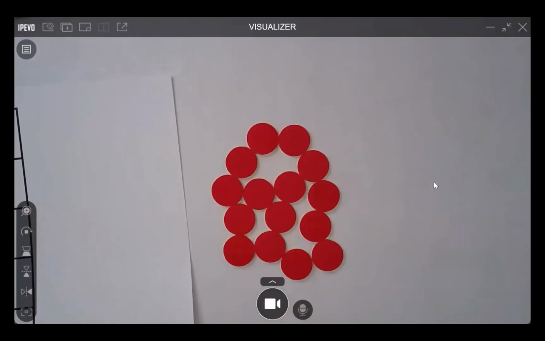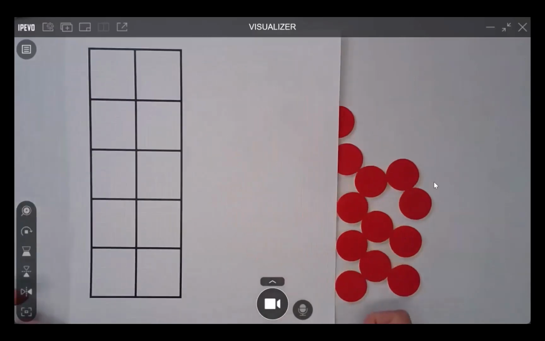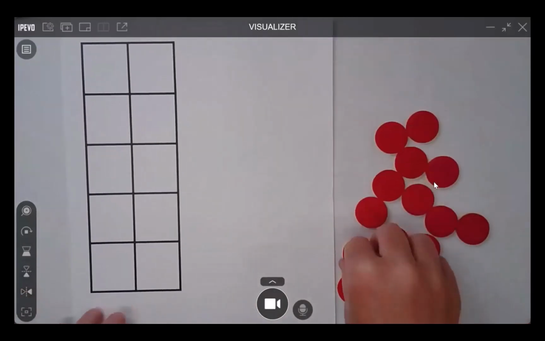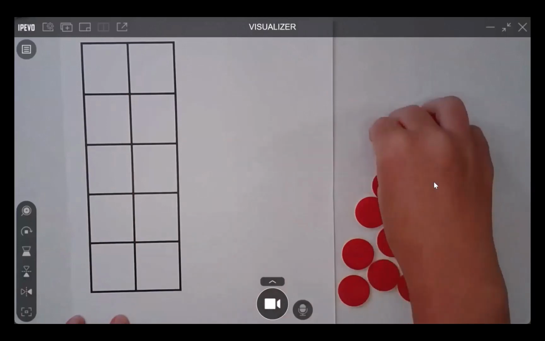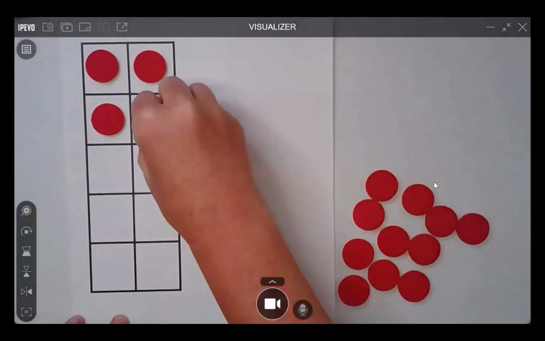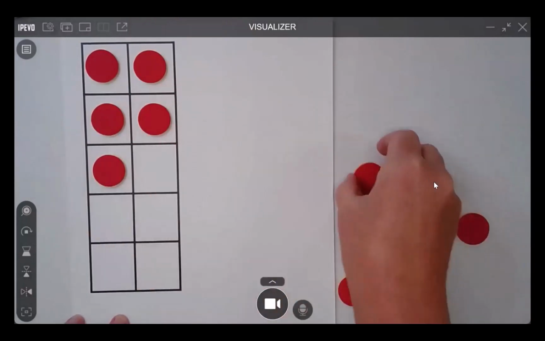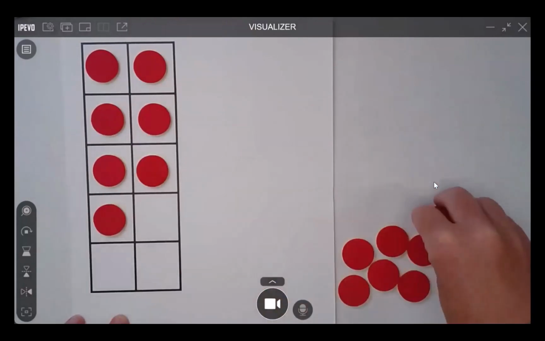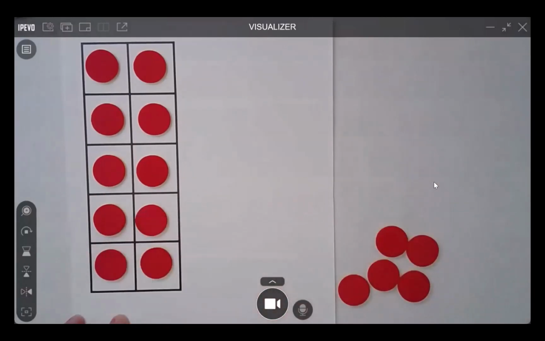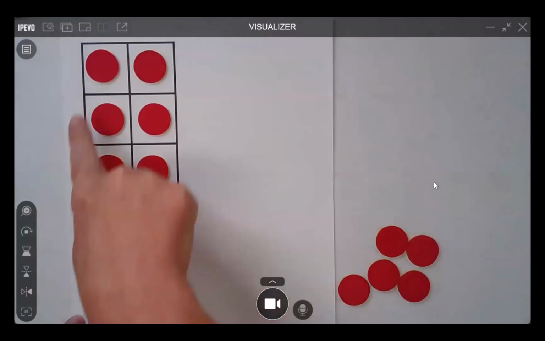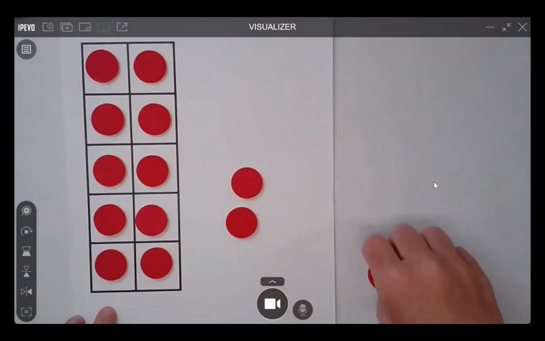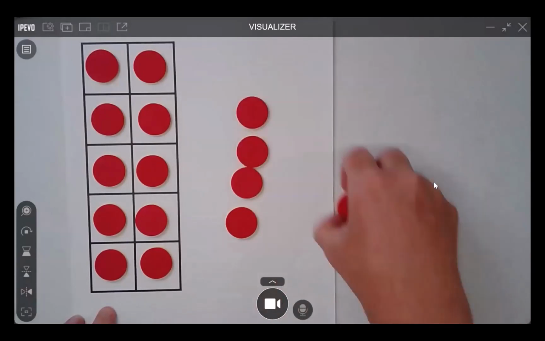I'm going to use my 10 frame to help me make a bundle of 10. So I'm going to fill in my 10 frame. I know a 10 frame would be 10. So let's see, can I fill in a 10 frame? So I was able to bundle a group of 10 ones to make one 10.